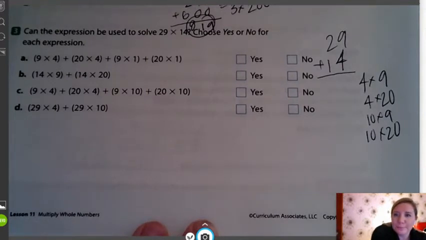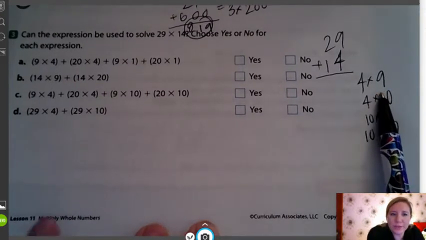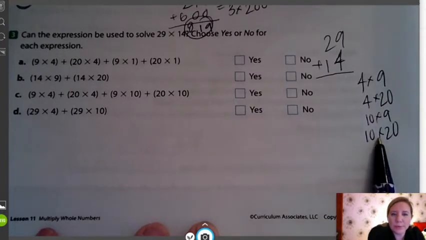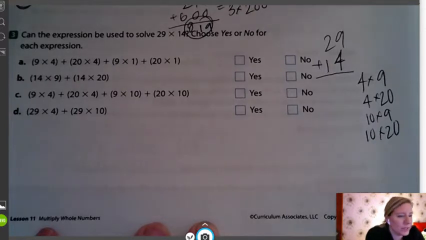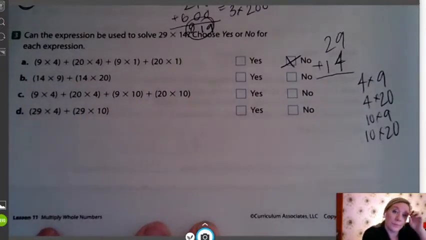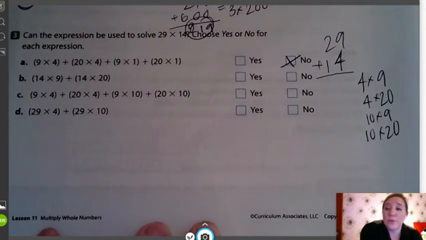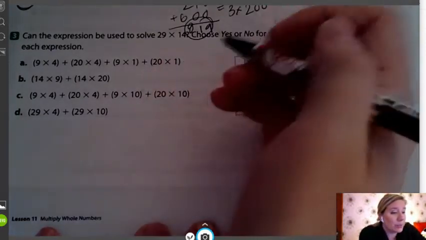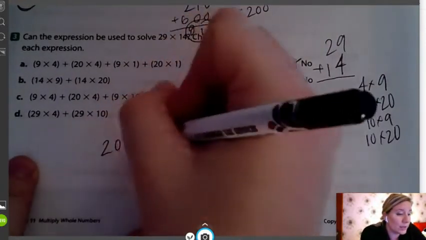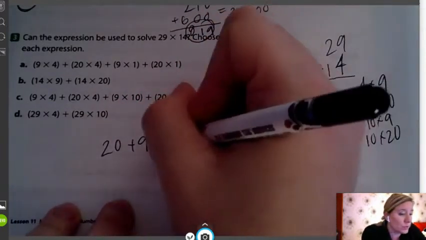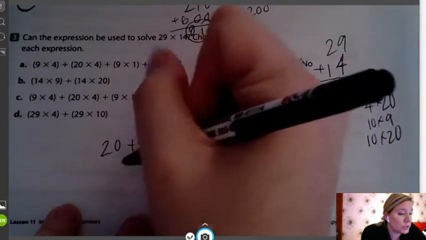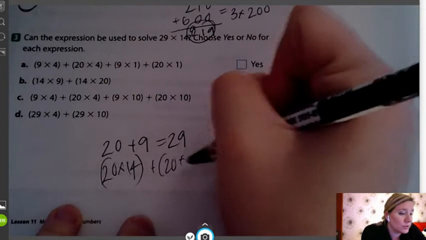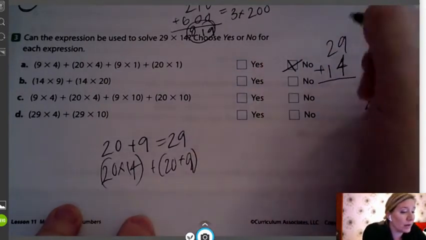So if we look at A, 9 times 4 I have to do, 20 times 4 I have to do. And then this is where it kind of gets blurry: I don't have to do 9 times 1. So that one's a no. If I look at the second one, 14 times 9 and 14 times 20. Well, if I decompose the number 29, I can get 20 plus 9. So I could do 20 times 14 plus 9 times 14 to get my answer. That one's going to work.